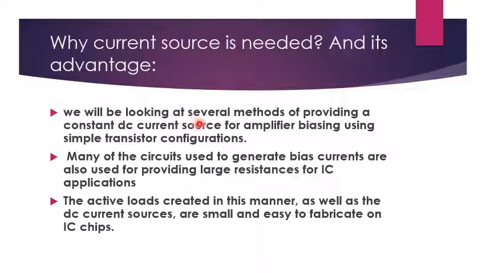Why is current source needed? We'll be looking at several methods of providing a constant DC current source for amplifier biasing using simple transistor configurations. Many of the circuits used to generate bias currents are also used for providing large resistance for IC applications. The active loads created in this manner we will use as DC current sources, which are small and easy to fabricate in IC chips.